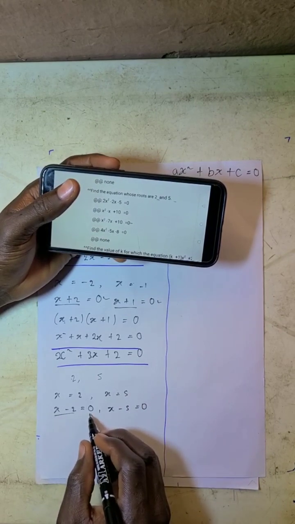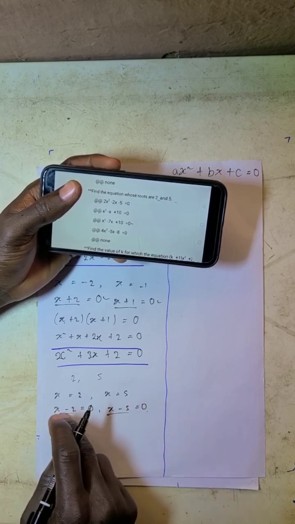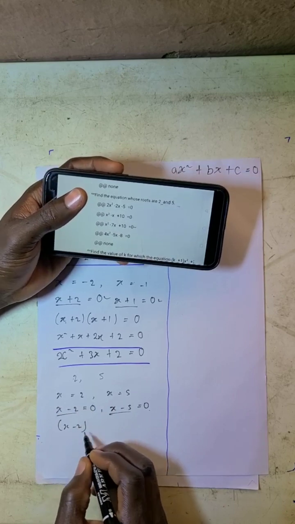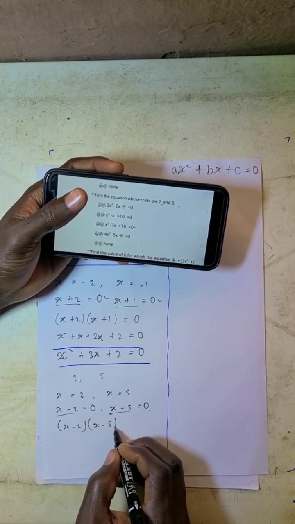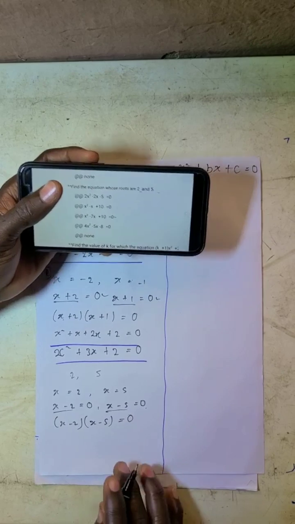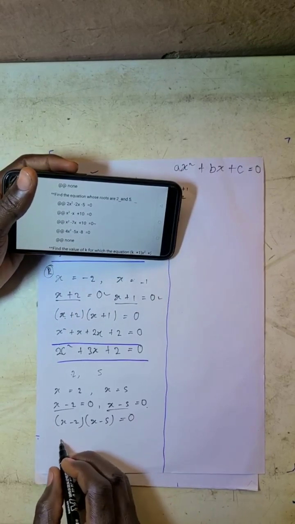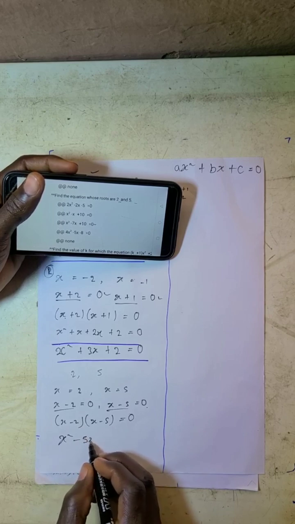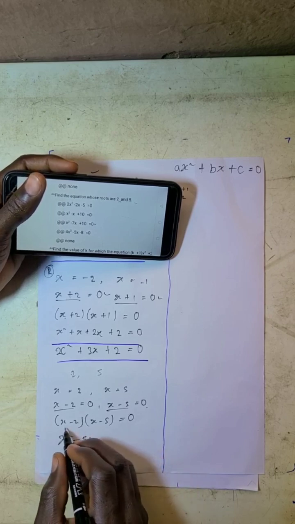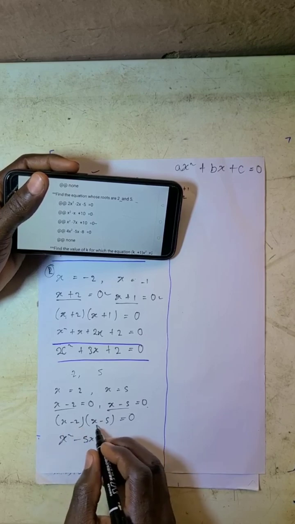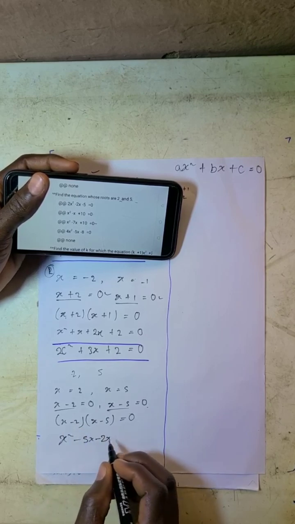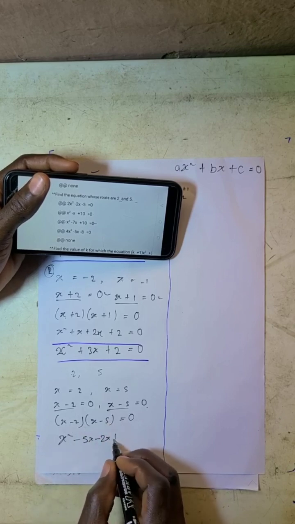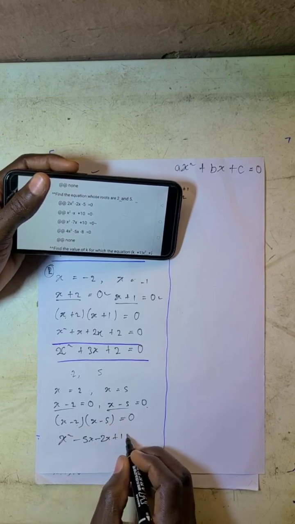If this is equal to 0 and this is equal to 0, so if you multiply them together, you still get 0. So we can actually say that our x minus 2 into the bracket of x minus 5 is equal to 0. Now let's go. x times x will give us x squared. x times minus 5 will give us minus 5x. We are done with x. 2 now. Minus 2 times x will give us minus 2x. Minus 2 times minus 5: minus times minus will give us plus. 2 times 5 will give us 10, and it is equal to 0.